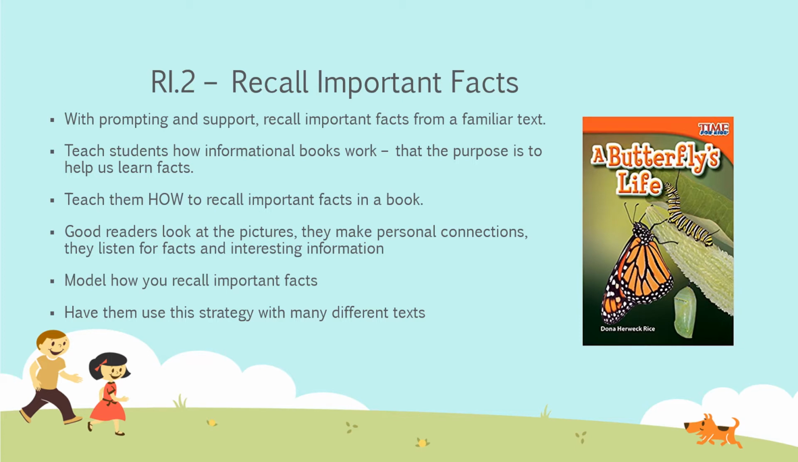So we know that good readers, they look at the pictures. You notice some kids are staring off into space. They're not even paying attention to the book. So good readers look at the pictures. They make personal connections. Oh, that looks like the butterfly that I saw in my yard last year. And they listen for facts and for interesting information. They listen to what they might be interested in, or what they might have questions about, what they might be curious about. So we need to model how you get facts from a book.